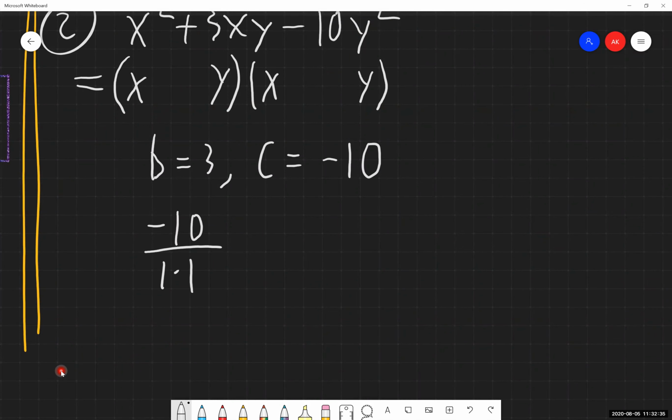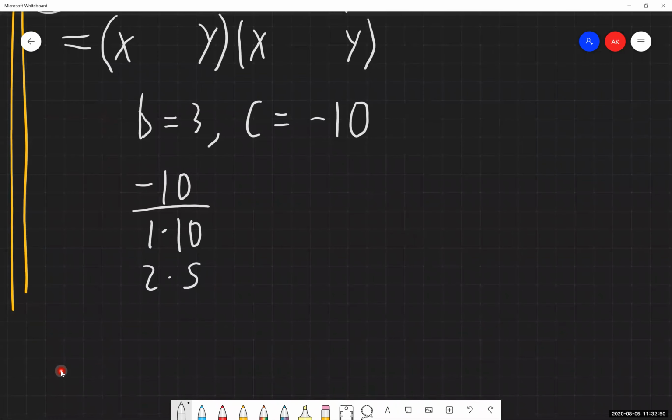I have 1 times 10. I have 2 times 5. 3 doesn't work. 4 doesn't work. 5 works, but I've got it listed, so I'm done. So now we need to do sign analysis. Which column is positive? Which one is negative? Are they both positive? Are they both negative?